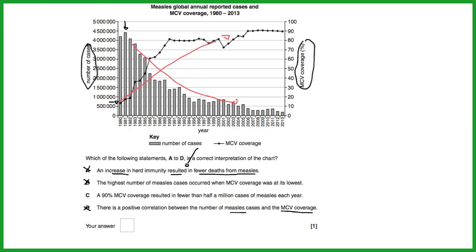Which leaves us with C. A 90% MCV coverage resulted in fewer than 500,000 cases of measles each year. So if we look at 500,000 cases, which is here, so it's this line, and we can see that when we have 90% up here, we can see that it's fewer than 500,000 cases, so the correct answer would be C.